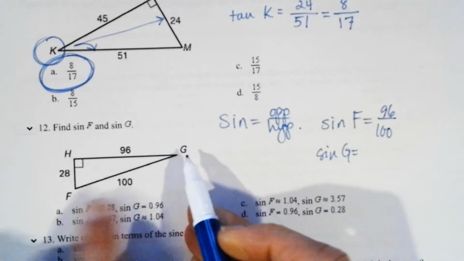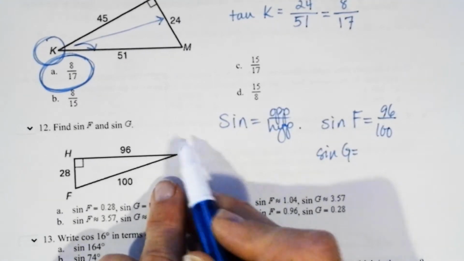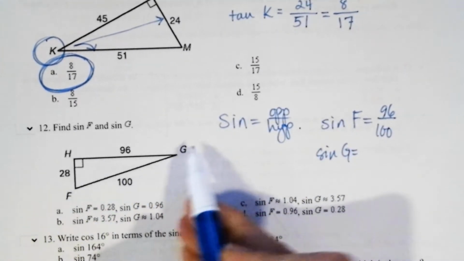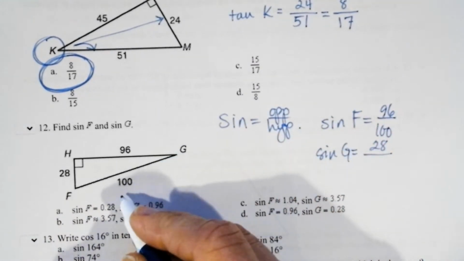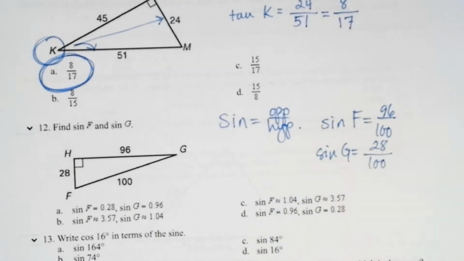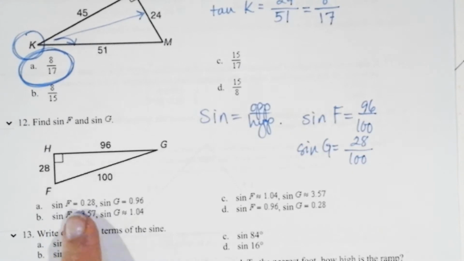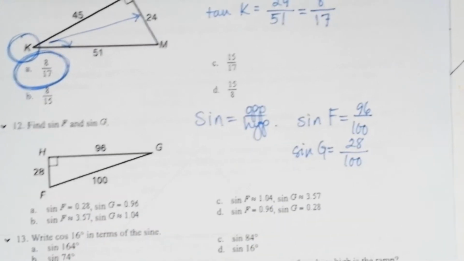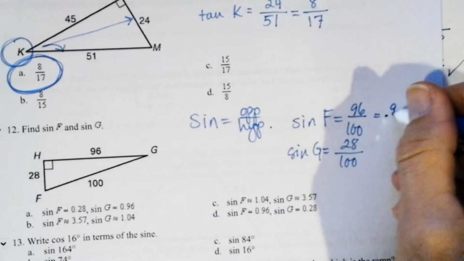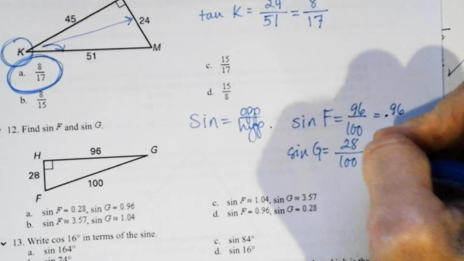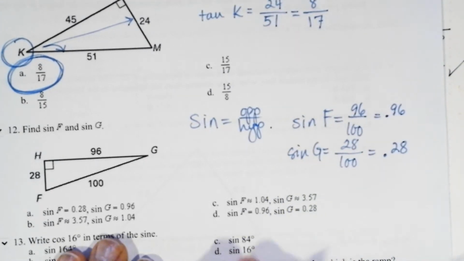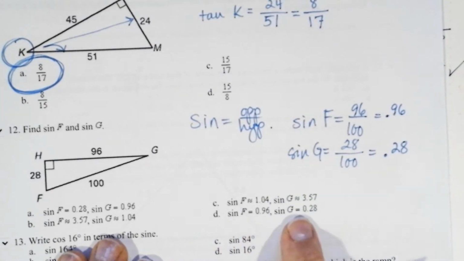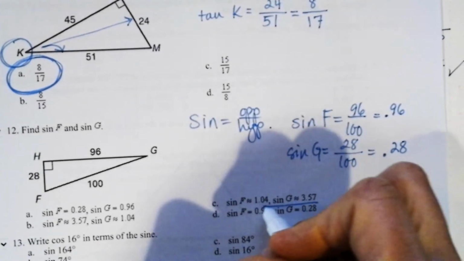Sine G. Now I go here. Now my opposite side for G is 28 because it's all the way across. So SOH, and then my hypotenuse is the same. And again, if you can reduce, you must. I notice all of the answers here are in decimal form. So I changed that to a decimal, which is 0.96. Changed that to a decimal, 0.28. And I'll see where my answers are. Where it says sine F is 0.96, sine G is 0.28.